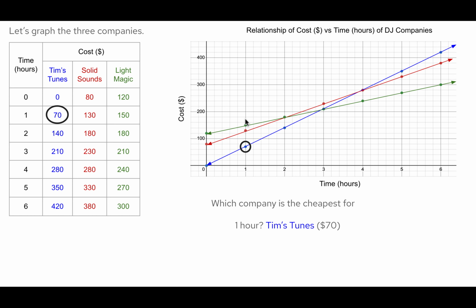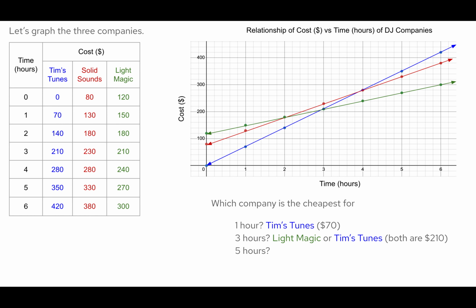For 3 hours on my table, I noticed that Tim's Tunes and Light Magic are both $210, where Solid Sounds is $20 more at $230. On my graph, I can see it's where the lines intersect, the blue and the green, because remember that they're both 210. And you'll notice that Solid Sounds, the red line, again, it's above that point, so it would be more expensive.